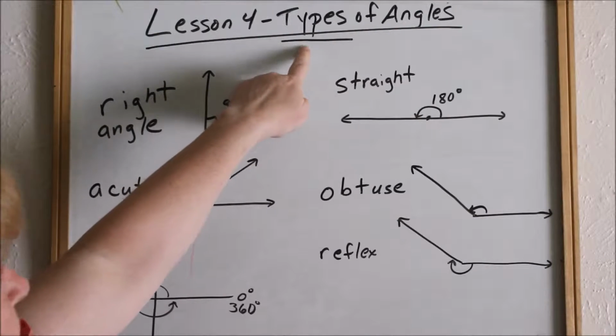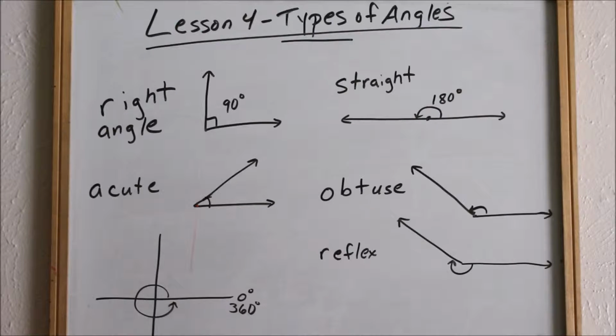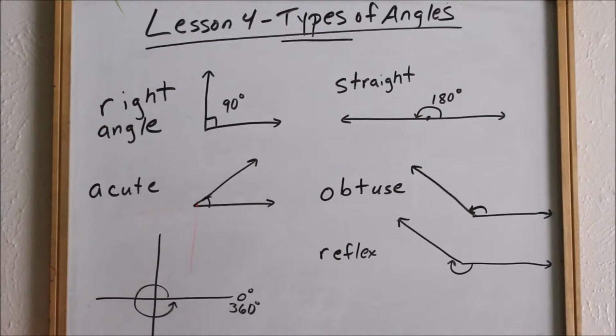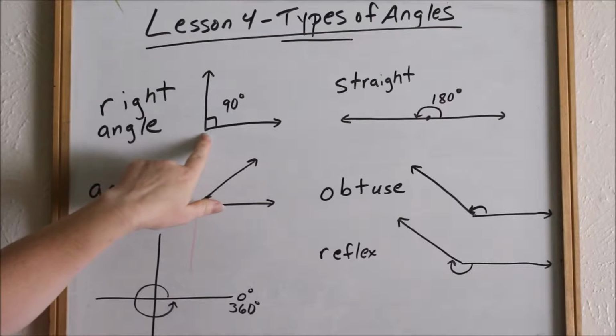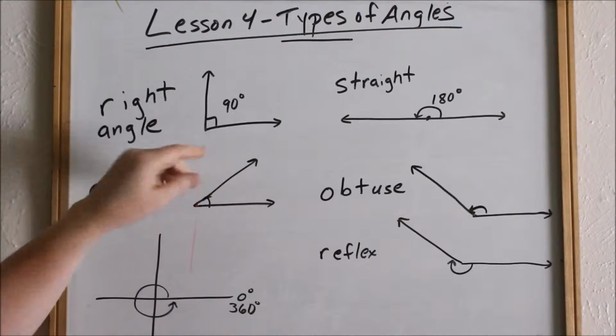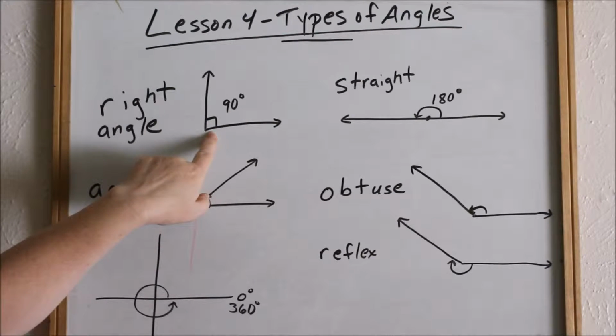Okay, today we're going to be doing types of angles. What are the different types of angles that we have? Remember, an angle is formed by two rays joined together. Every angle has a vertex. So the different types of angles, this one is a right angle. A right angle is 90 degrees. So always, always a right angle, and this is the symbol we use for a right angle, and it's 90 degrees.